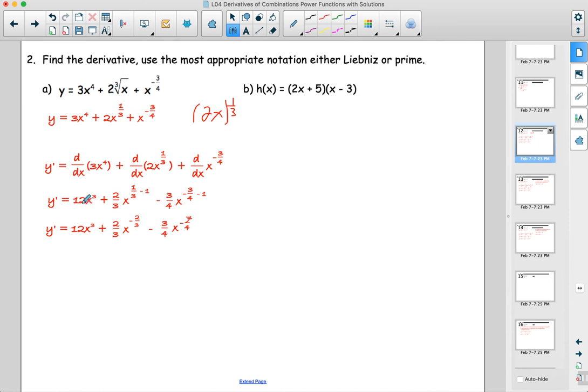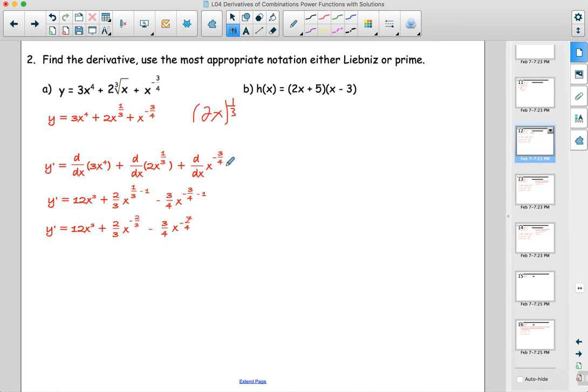So 4 times 3 is 12. 4 minus 1 is 3. I tend to just go to the derivative when they're nice and friendly, but when there are fractions, sometimes I will write that exponent down just to give myself some time to think. 2 times 1/3 is 2/3. The new exponent becomes 1/3 minus 1. 1 over 3 minus 3 over 3. 1 minus 3 is -2, so that exponent becomes -2/3.